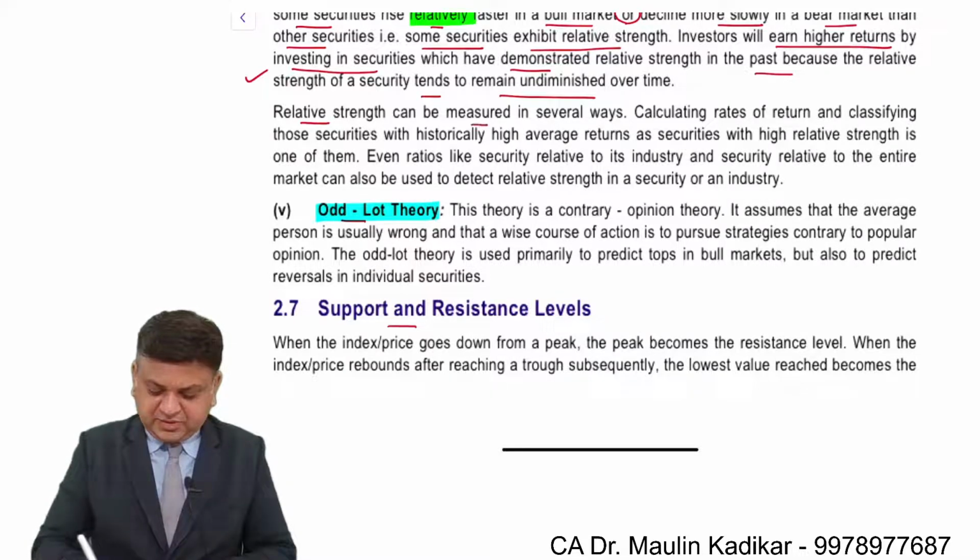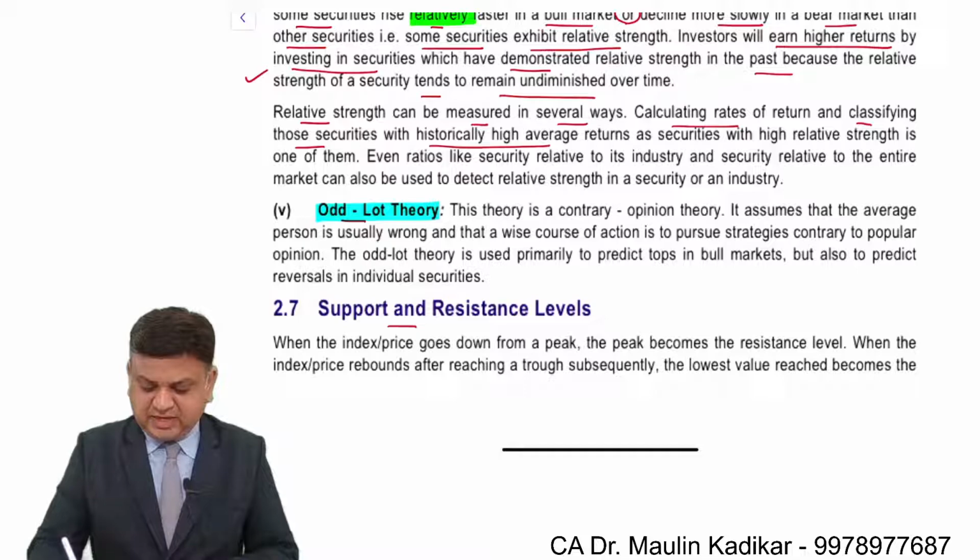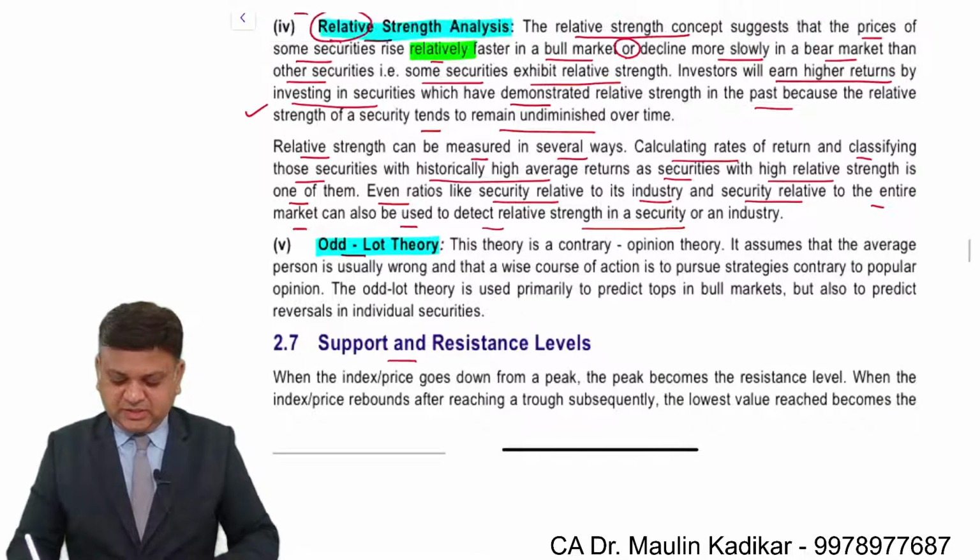Relative strength can be measured in several ways. Calculating the rates of return and classifying those returns with the historically high average returns as the securities with high relative strength is one of them. Even ratios like security relative to the industry and security relative to the entire market can also be used to detect the relative strength in a security or an industry.